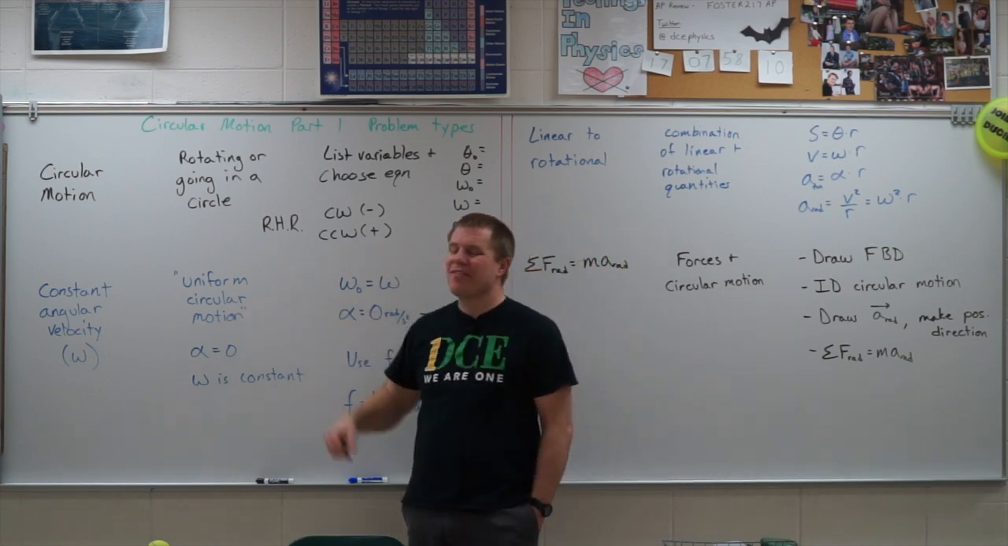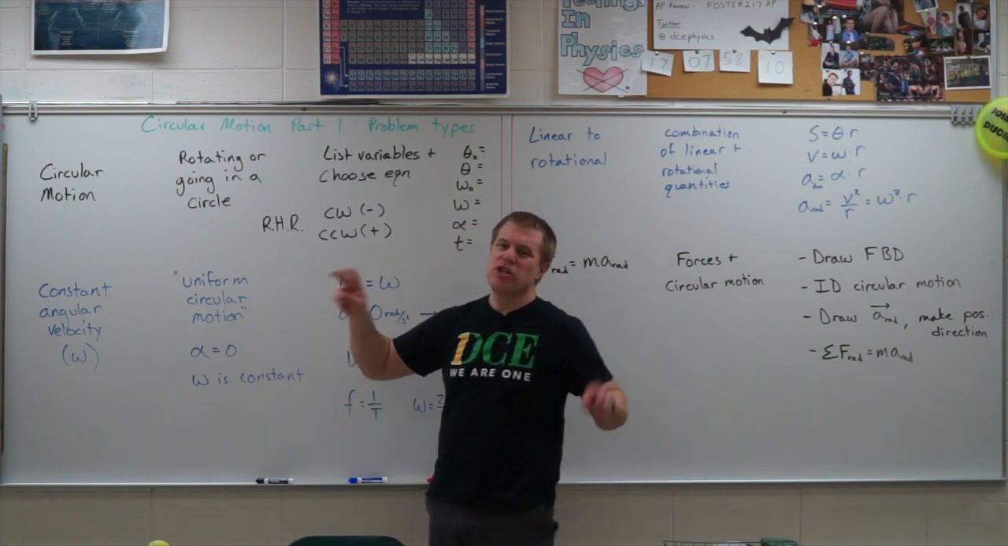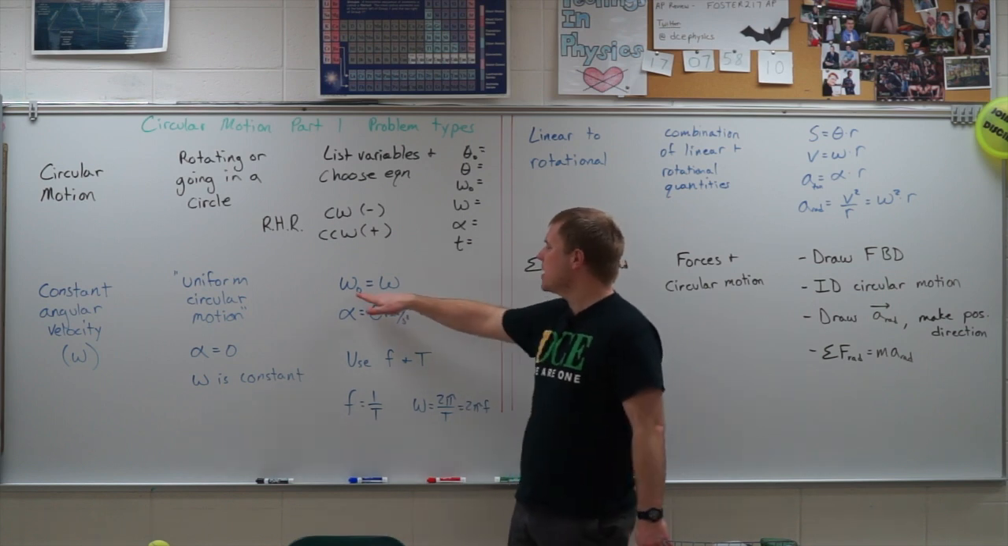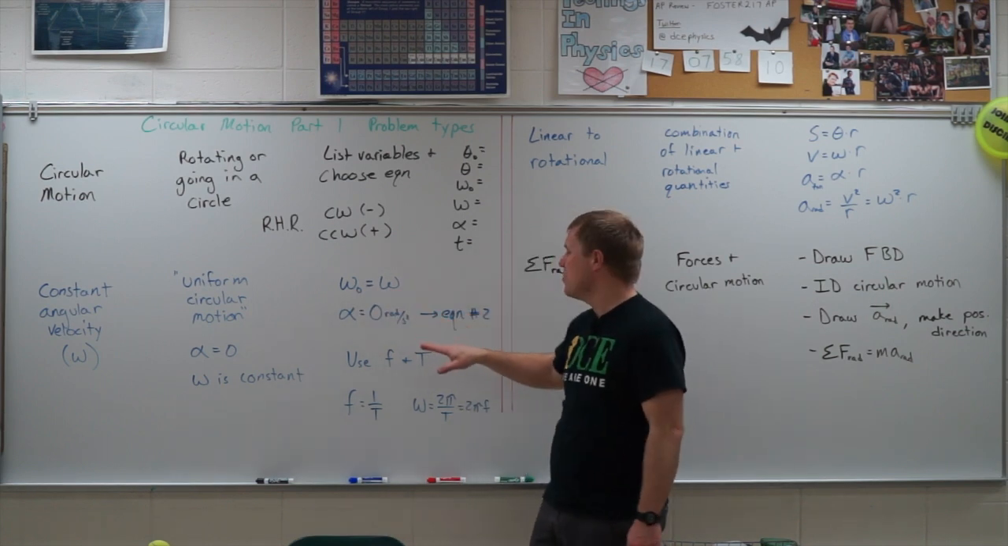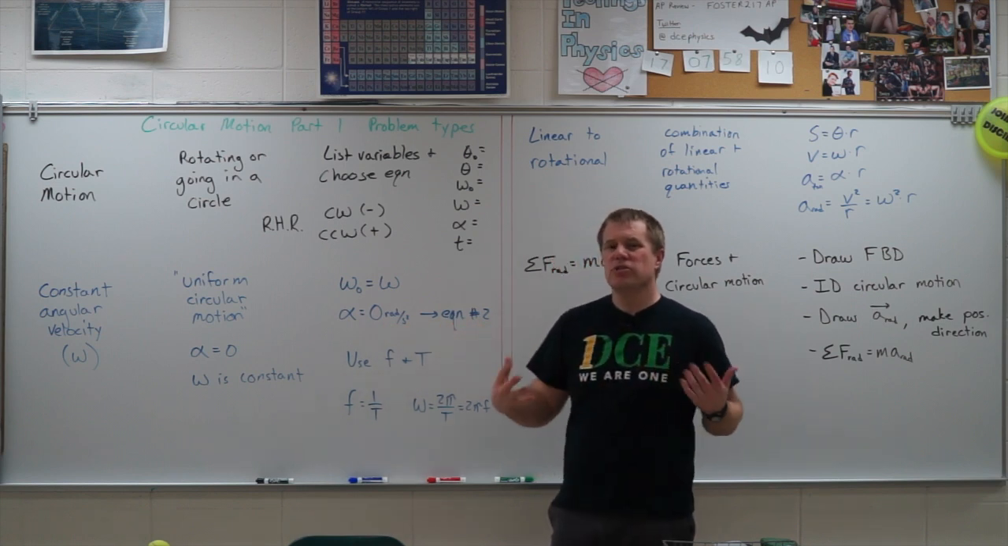Our second type is when we have a constant angular velocity, meaning we have a constant omega. You'll see the words uniform circular motion, or the angular acceleration is 0. If this is the case, omega naught and omega are the same thing. Alpha is 0, so you're going to be using equation 2. We also use some new terms here.